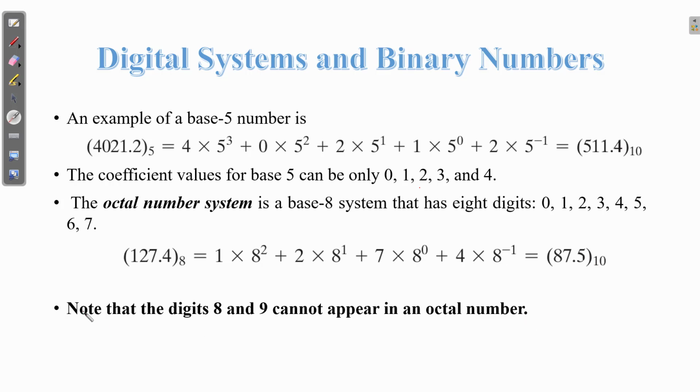And this is so important that you have to note that the digits 8 and 9 cannot appear in the octal number, because we said that the accepted digits in the base R systems are 0 up to R minus 1.